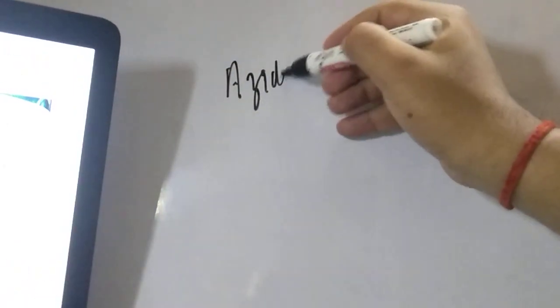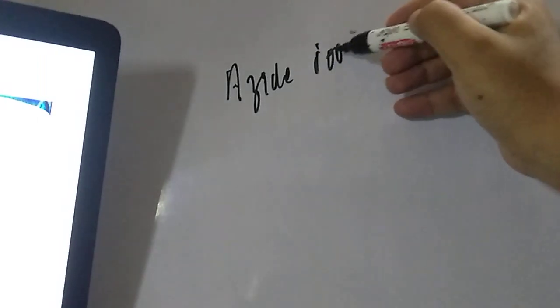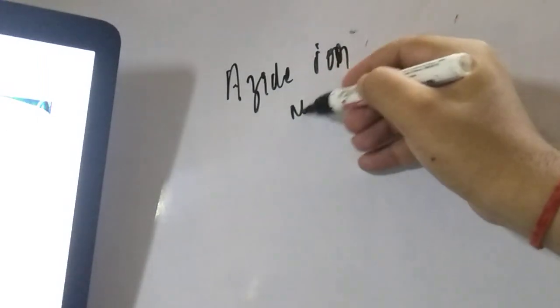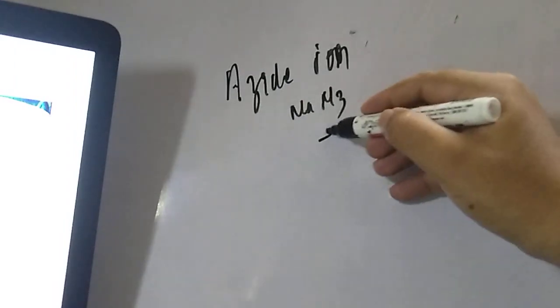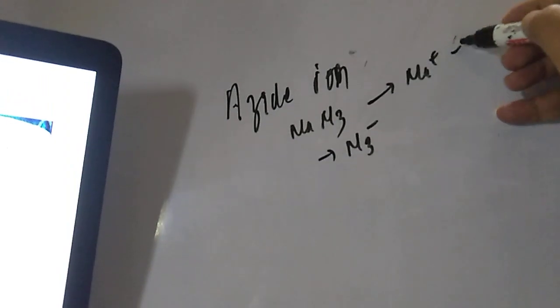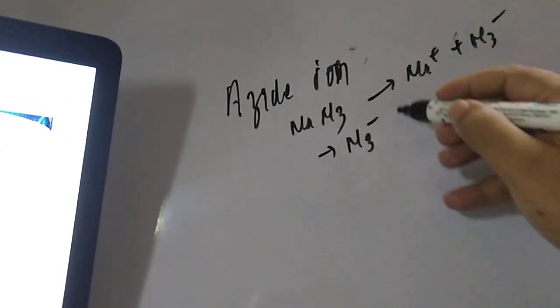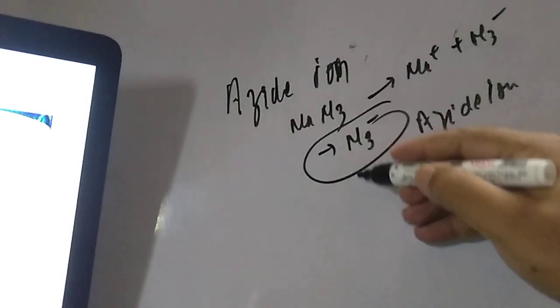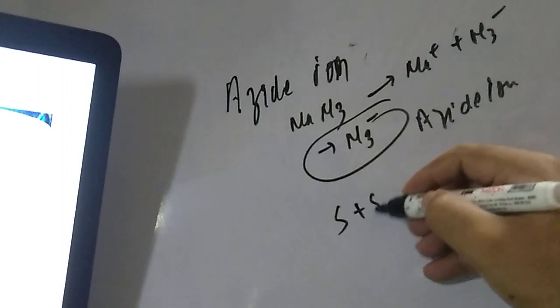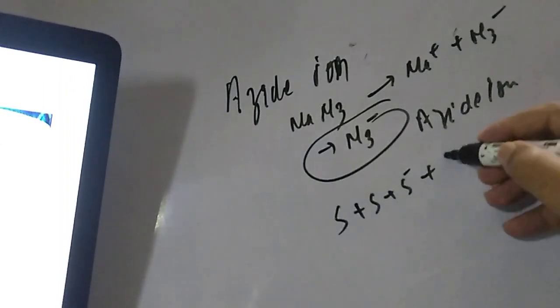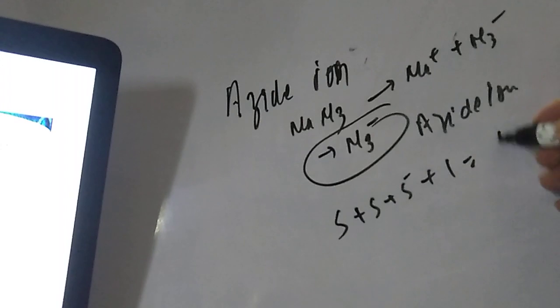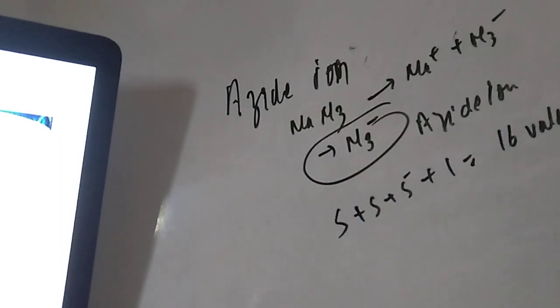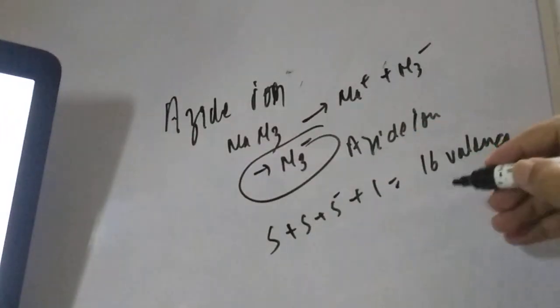Firstly, the azide ion. Azide ion means NaN3 is there. So azide means N3 minus ion. After ionizing, it will give Na plus and N3 minus. So this is the azide ion. Now student, you know the number of valence electron in nitrogen is 5. So 3 nitrogens are there, 5 times 3 plus 1 negative charge. 5 3s are 15, plus 1 is 16. So the total valence electron is 16 valence electron.